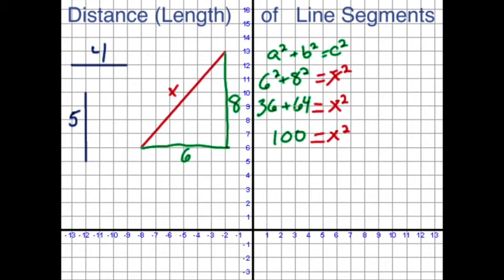Now to solve for x, you're just one step away. To get rid of that squared and the x squared, all you have to do is take a square root on both sides. And the length of x, or our line segment, is 10.